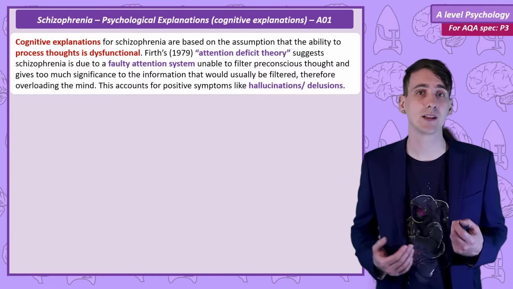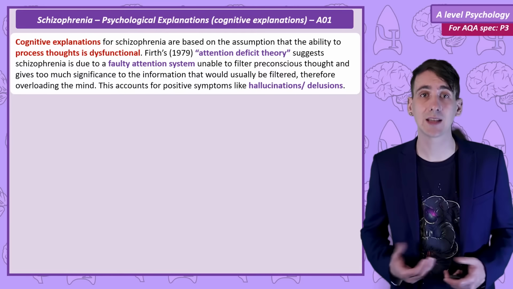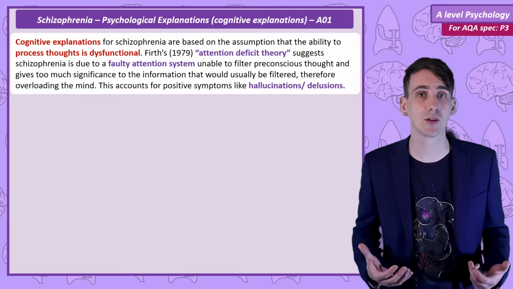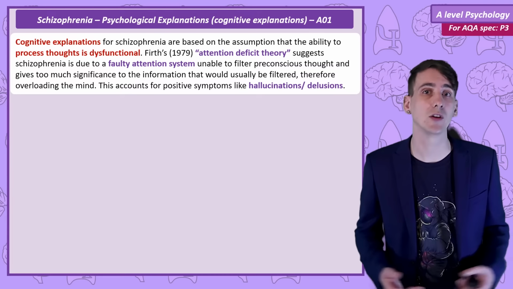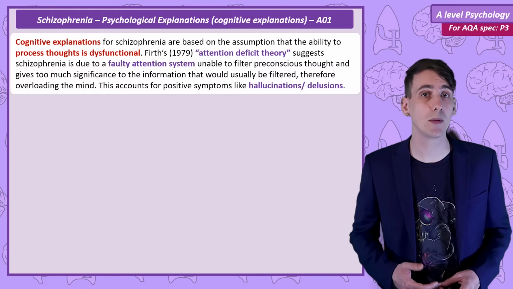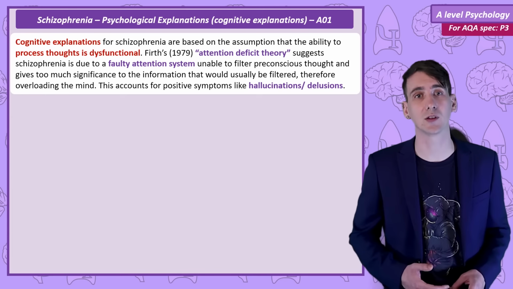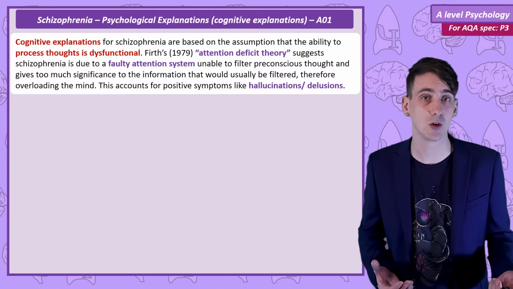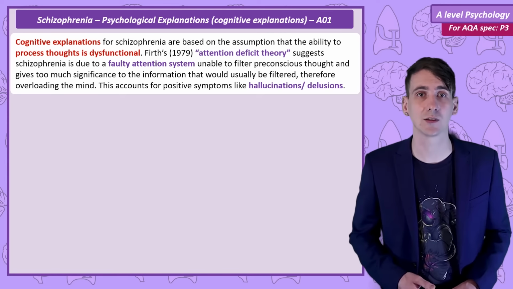So let's take those issues one at a time. Firstly, Firth suggests an attention deficit theory, claiming the attention system of someone with schizophrenia is unable to filter preconscious thoughts. Their conscious mind is overloaded and focused on thoughts that would normally be filtered out before coming to consciousness. This theory provides an explanation for both the positive symptoms of hallucinations and delusions.